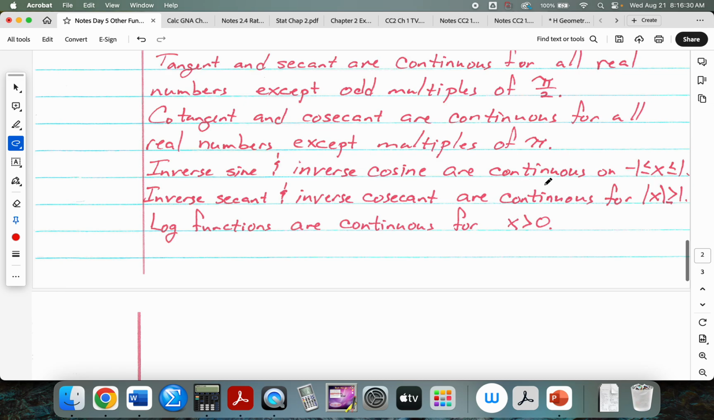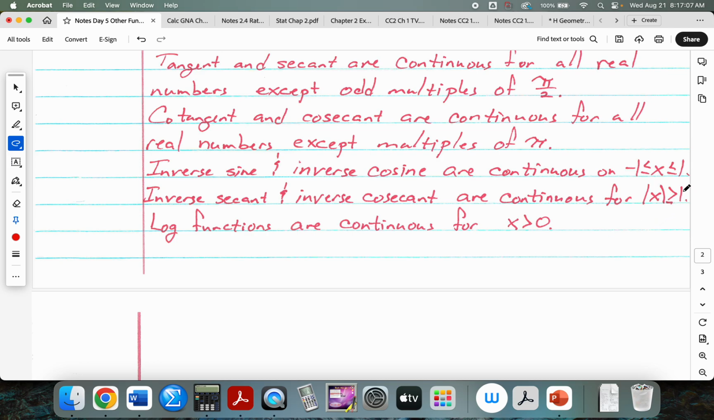Inverse sine, inverse cosine have a restricted domain. It's from -1 to 1, which when you think about it makes sense because the output of sine and cosine are restricted from -1 to 1. So since the range of sine and cosine are -1 to 1, the domain of their inverses is from -1 to 1. And then log functions, inverse secant, inverse cosecant are continuous for x greater than or equal to 1.